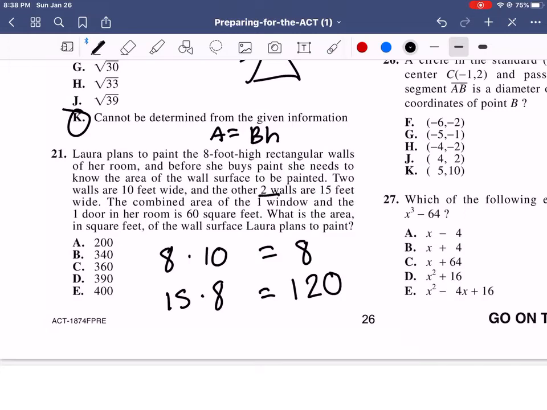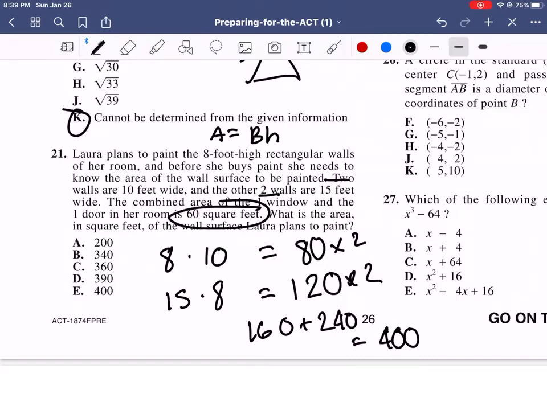So you know that there are two walls of that area, so you multiply that by 2. 160 plus 240 equals 400. And then you're also counting into the fact that there's a door and a window, so you have to subtract 60 square feet. You get 360.